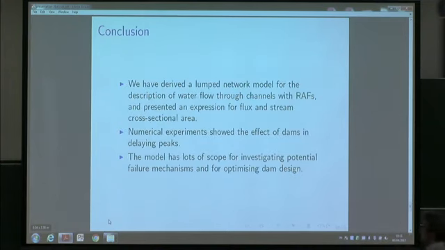And then I will conclude by saying that we have derived a pretty simple model with which you can do lots of exploration. So we just derived some hydraulic expressions for the fluxes and the volumes of water. We've shown various examples of solutions of the effect of the dam. It doesn't delay it by very much, which was already known. You need lots of dams to have much effect. And there's lots of scope for investigating further and doing optimization problems.